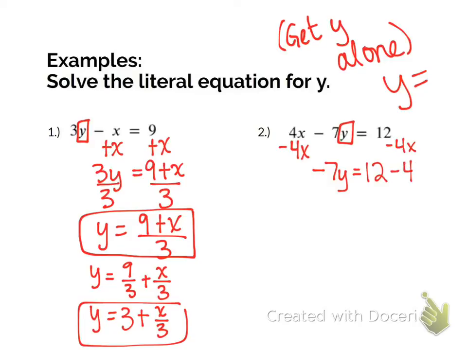12 minus 4x. Remember, we cannot combine the 12 minus 4. Why not? Good. They are not like terms. We cannot combine them. What's my last step to get y all alone? Divide by? Negative 7. Make sure you are dividing by a negative. So y equals 12 minus 4x all divided by negative 7.